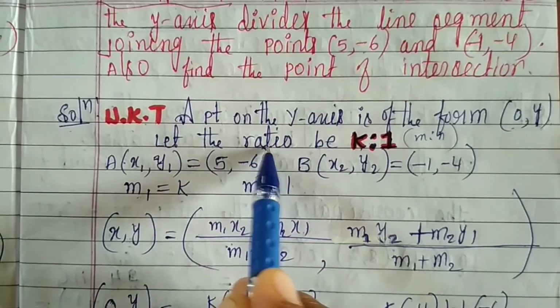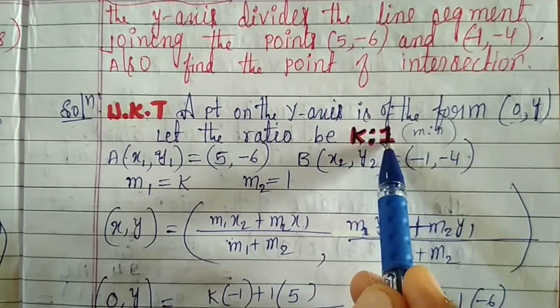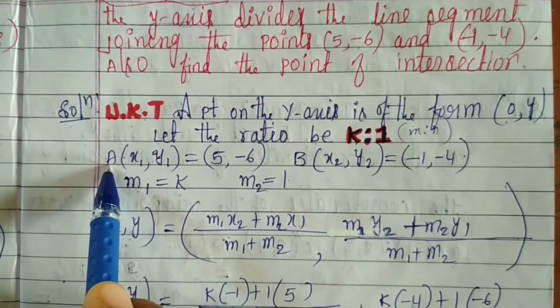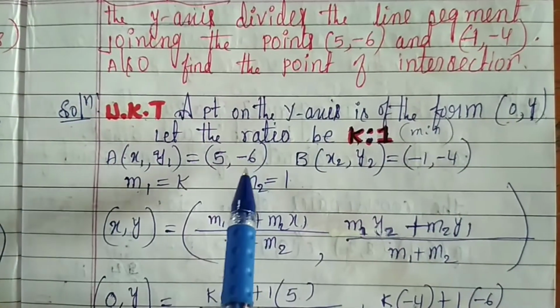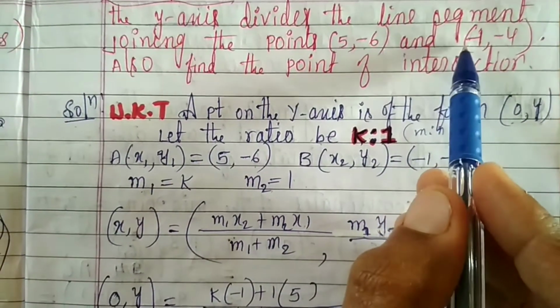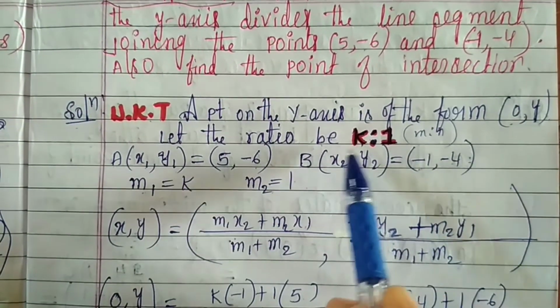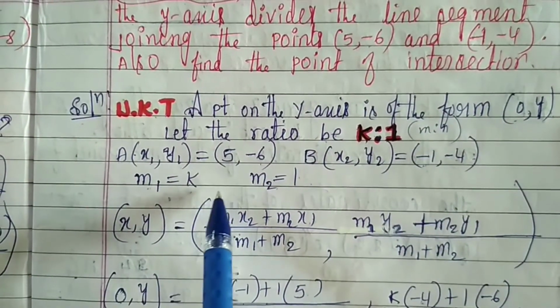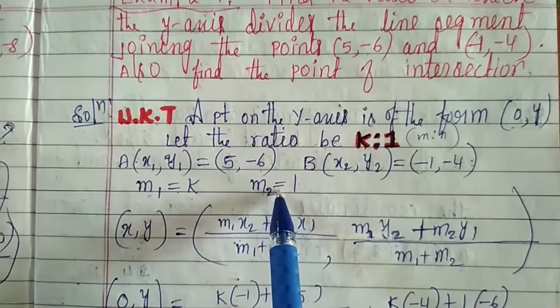Let the ratio be taken k is to 1. That means m is to n. The coordinates of A, x1, y1, is equal to 5, minus 6, and the coordinates of x2, y2, is equal to minus 1, minus 4. Let k is to 1 is equal to m is to n. We take m1 is equal to k and m2 is equal to 1.